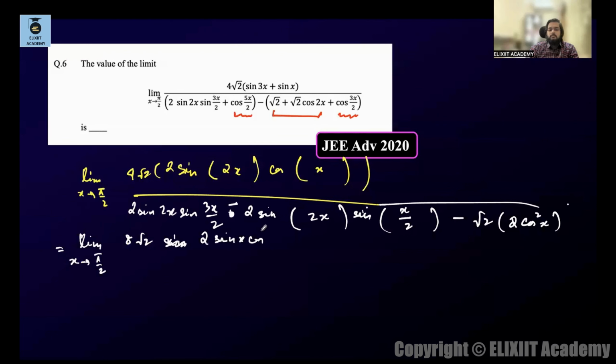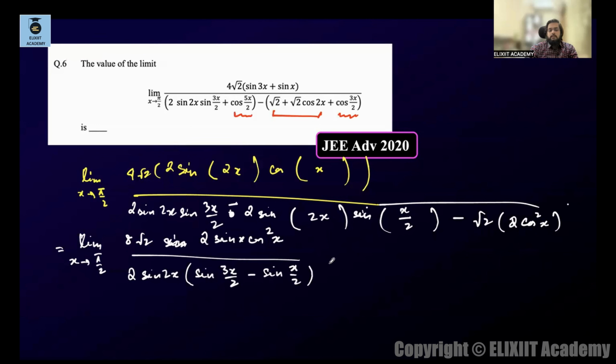2 sin x cos x and multiplied by cos x, so cos square x, divided by, and in the denominator we can break this, like 2 sin 2x is there. So from here, in this entire part we are getting 2 sin 2x common. Once you take out 2 sin 2x common, you are left out with sin 3x upon 2, and here we have minus of sin x upon 2, right? Sin 3x upon 2, and then minus of sin x by 2. That's what we are having. And minus of 2 root 2 times cos square x. That's what we're having. So now what we can do is we can further simplify this.